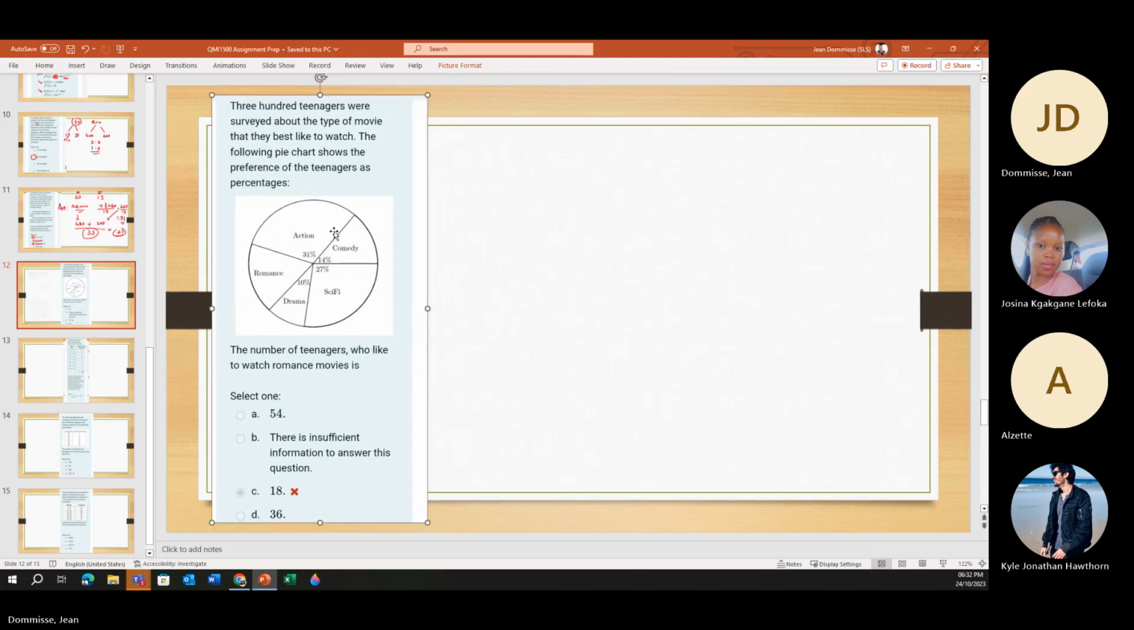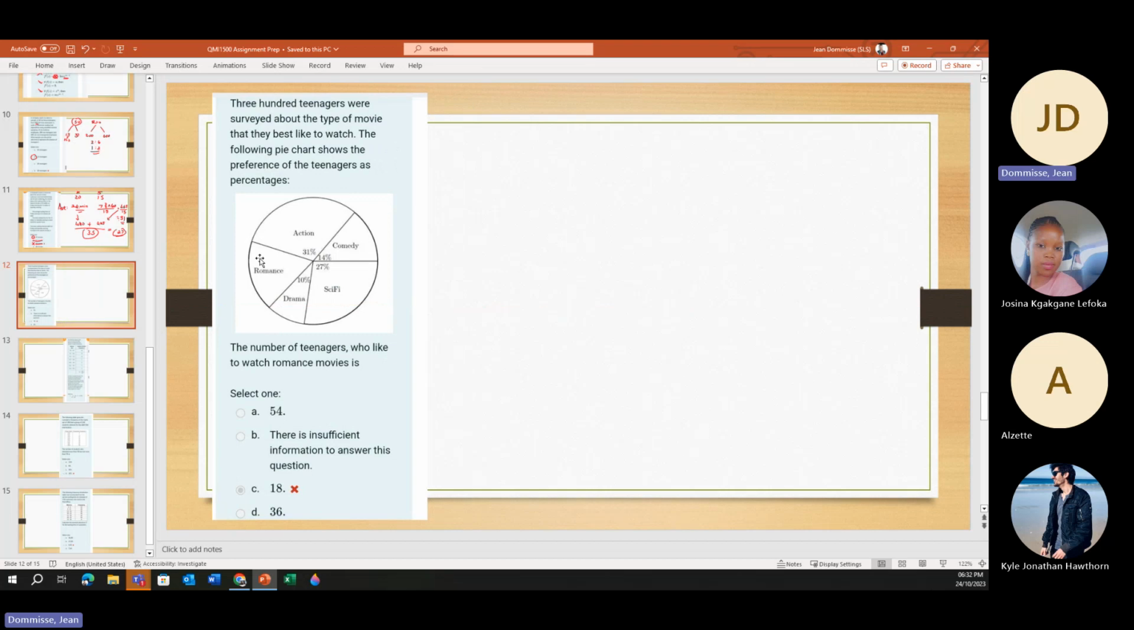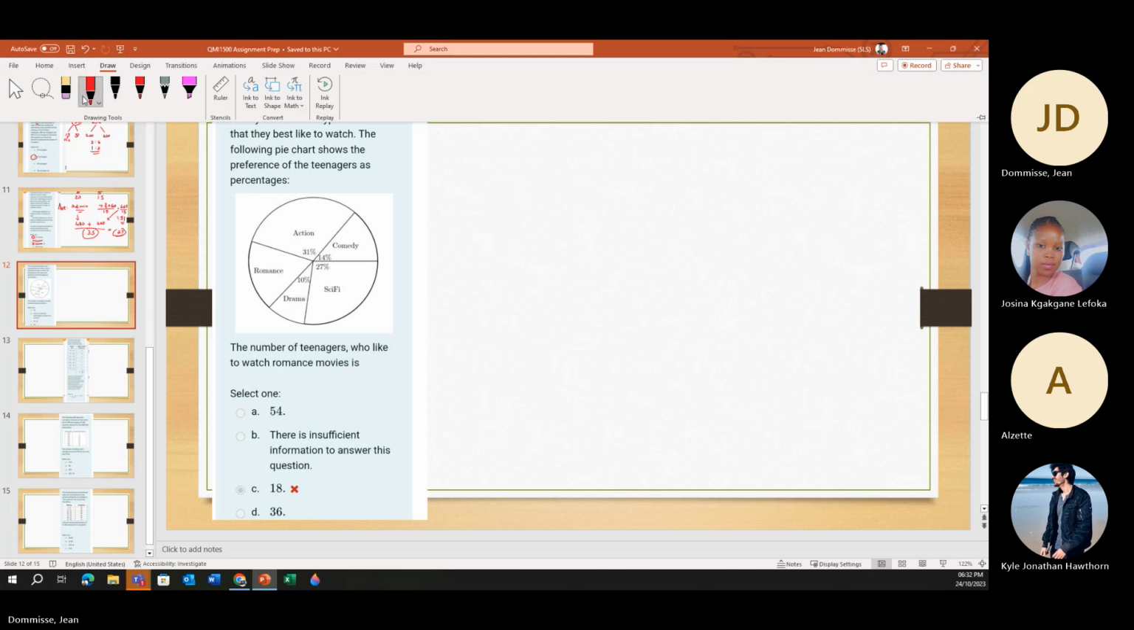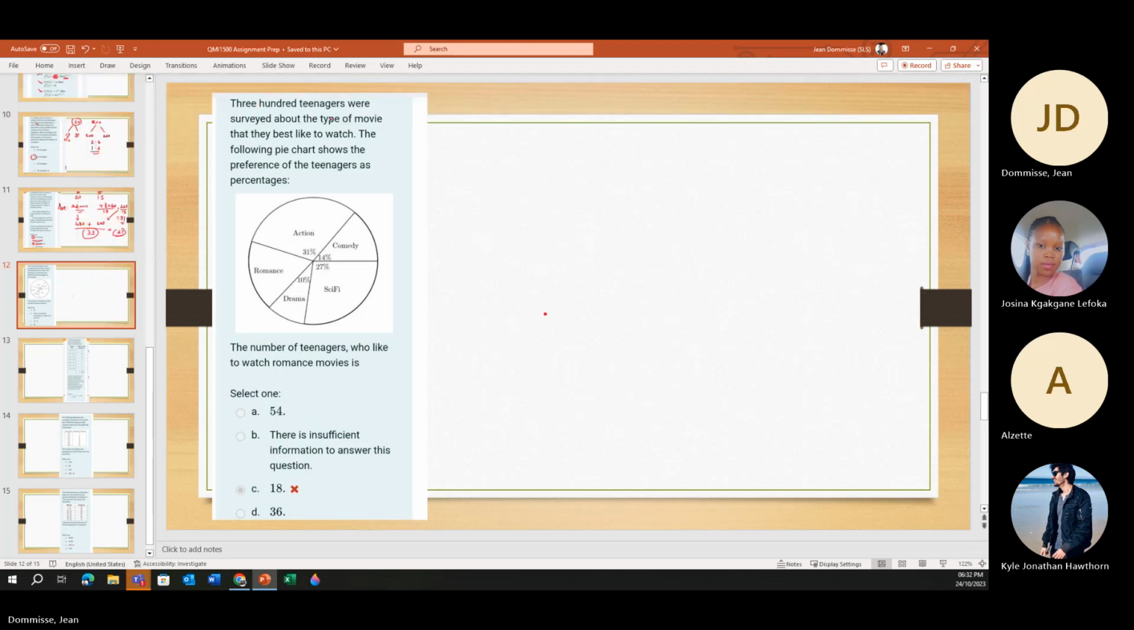Okay, so diagrams. 300 teenagers were surveyed about the type of movie that they best like to watch. The following pie chart shows the preference of the teenagers as percentages. The number of teenagers who like to watch romance movies.